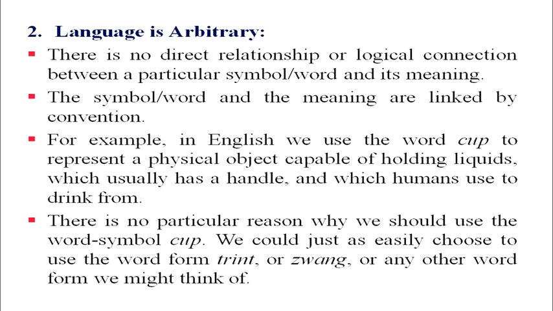Second quality is language is arbitrary. That means there is no direct relationship or no logical connection between a particular symbol or a word and its meaning. The symbol or a word and the meaning are linked by convention. For example, in English we use the word cup, which is used to drink something and has a handle, but there is no connection between the cup and the thing that it refers to. There is nothing in the shape of cup that will prompt us to make a combination of sounds ka and pa. So, that means it is convention.